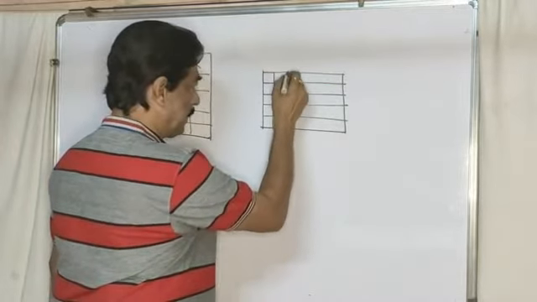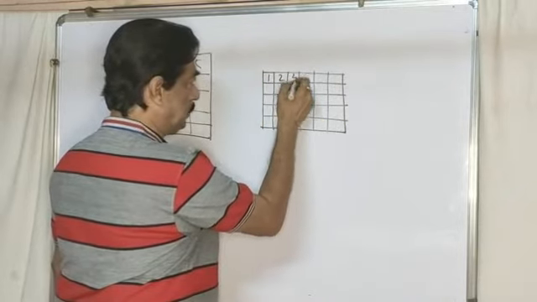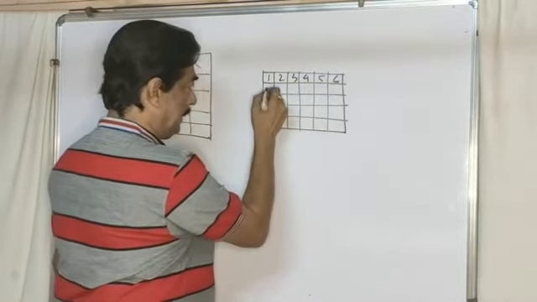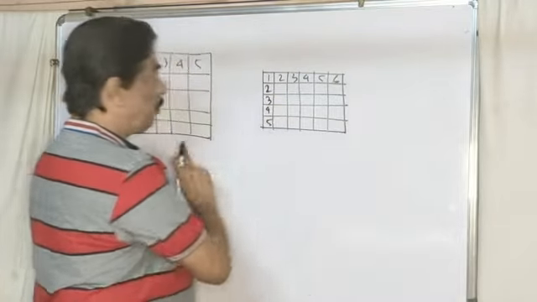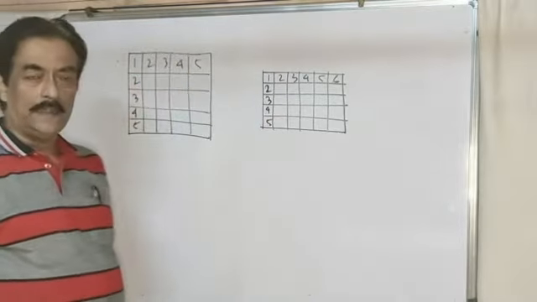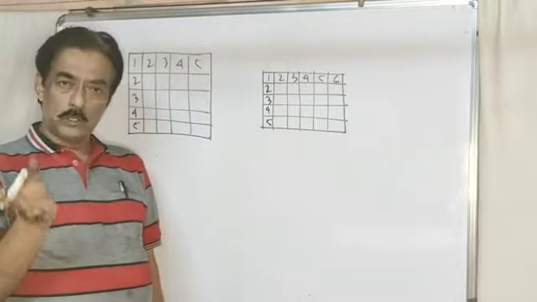Now I am giving 1, then 2, then 3, then 4. These are 1, 2, 3, 4 and 5. 1, 2, 3, 4, 5 and 6. Then 1, 2, 3, 4, 5. In both cases you have to find out how many rectangles are in the bigger figure. Remember, in this case, every square is also treated as a rectangle.